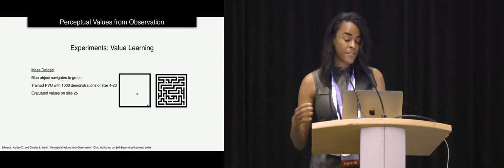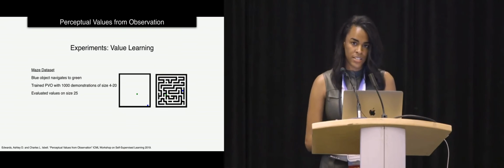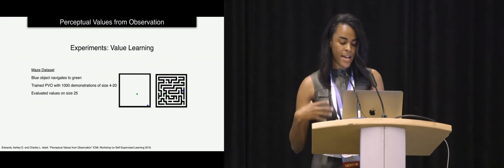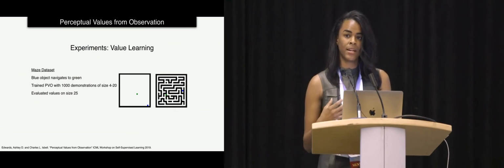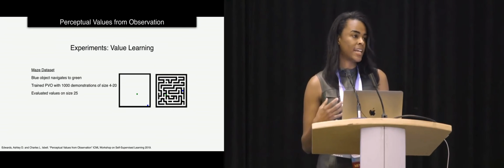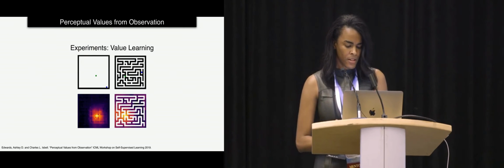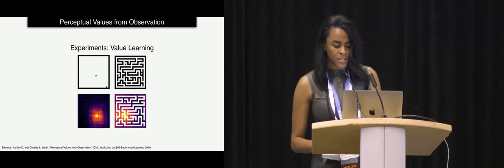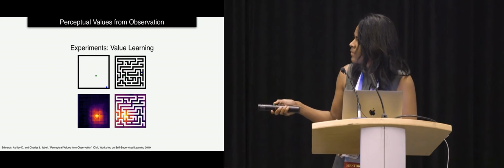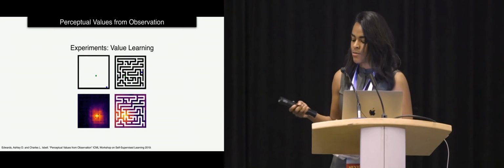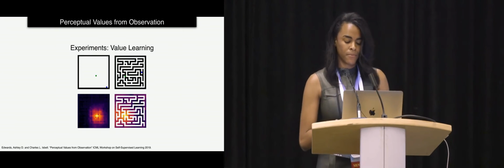So I trained the value function on 1,000 demonstrations, and I tried it out on different sized mazes, and I wanted to basically see, am I able to generalize to a new maze that I haven't seen before? And so this is what the results look like. So you can see basically here, if you look around where the goal is, the values of the agent in different states decrease as you get further and further away from the goal. And that's pretty much the sort of thing that we want to see when we're learning a value function.